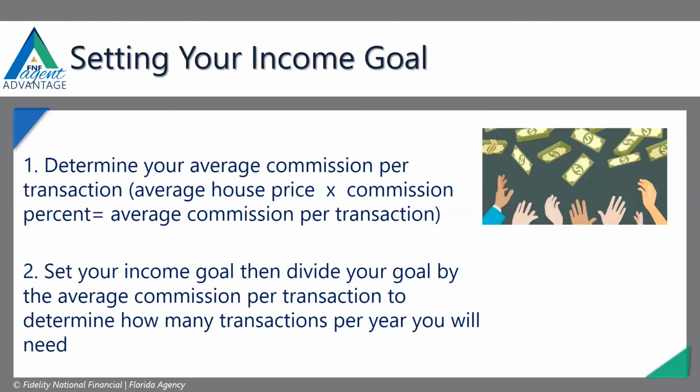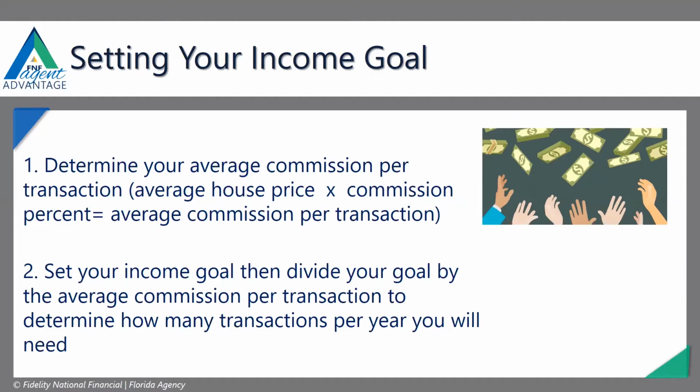So obviously the number one thing most people are concerned with is income. That's going to be probably the number one goal for all of us. So I'm going to give you some math. Once again, you'll get a copy of this presentation so you don't have to write this down. So you want to determine your average commission per transaction, which is the average house price times the commission percentage equals your average commission per transaction.